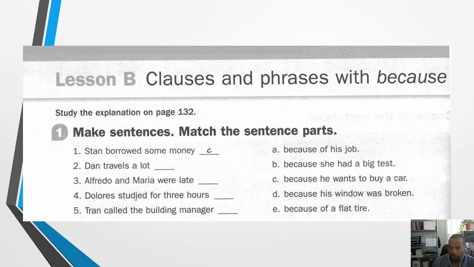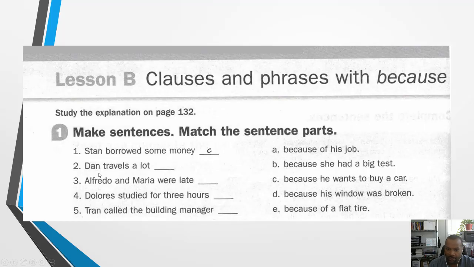So number 1 is done for us. Stan borrowed some money, C, because he wants to buy a car. All right. Stan borrowed some money because he wants to buy a car. Okay, makes sense. All right, so let's pause the video now and answer 2 through 5, and then we'll come back and we'll go through these together to see how you did.